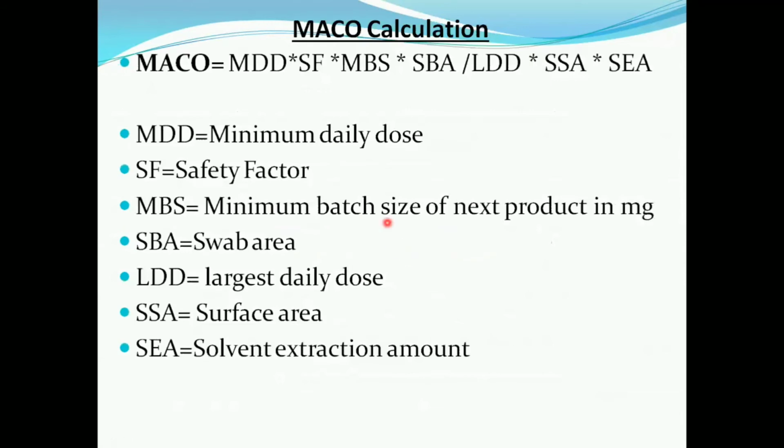Then we will see micro calculation. I'll explain on the basis of this formula. Micro is MDD, that is minimum daily dose, then safety factor, then MBS, that is minimum batch size of next product in mg, then SPA, that is swab area, divided by largest daily dose, and then surface area, then solvent extraction amount.